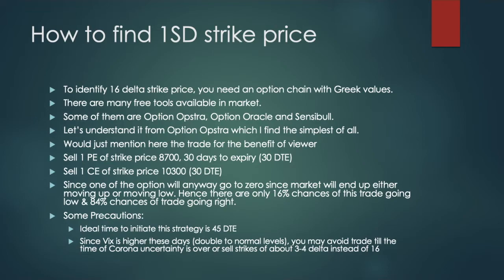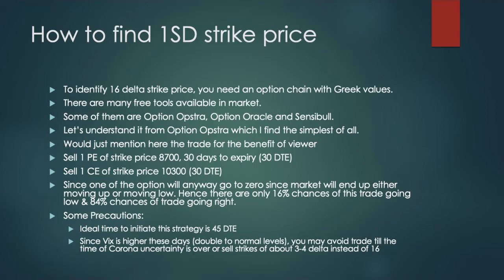And currently, due to corona, the VIX is unstable. It is a bit higher, almost double the normal VIX these days. So either you can avoid the trade, or if you are taking a trade, then I would suggest you go below 16 delta, right? You can pick 4-5 delta strike prices on both the call and put side. That will also give you a higher premium, because VIX is higher, so option premiums will also be higher. You can check our other video on the same topic, option premium and VIX. Since VIX is high, a delta of even 4-5 will give you a higher premium.